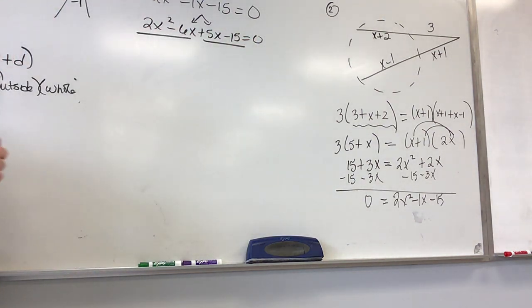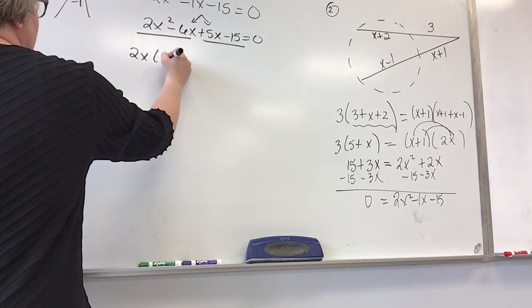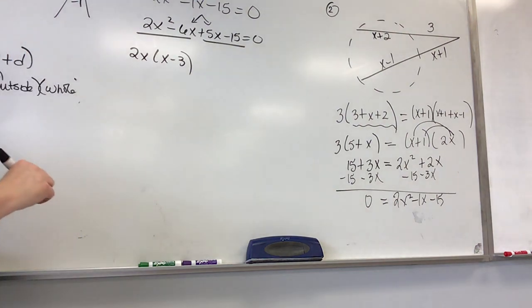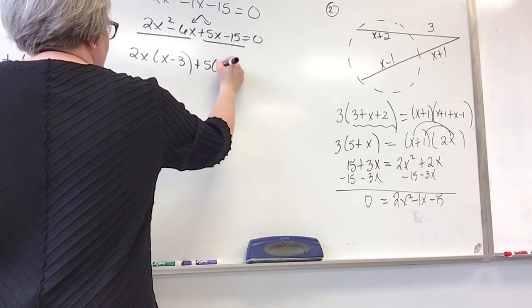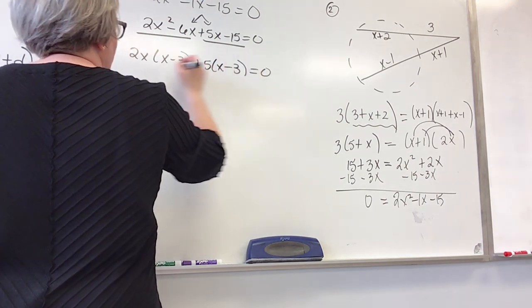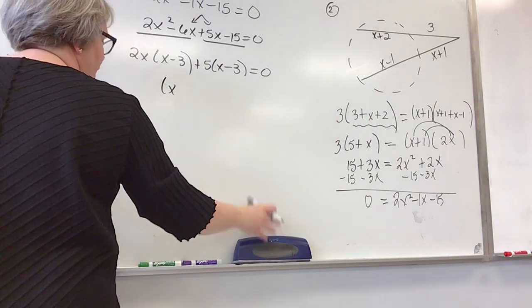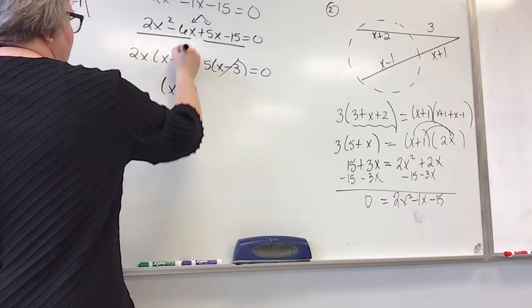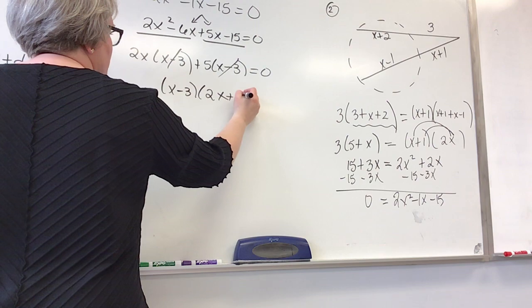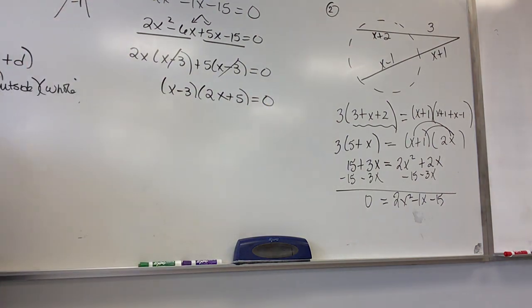And then what can I pull out of the first two? And I believe it's x minus 3. What do you think? And then what can I pull out of the second one? 5. Woohoo! X minus 3. They're the same. So one of them comes, oops, I wrote plus. One of them comes out, and the other parenthesis is what is left.